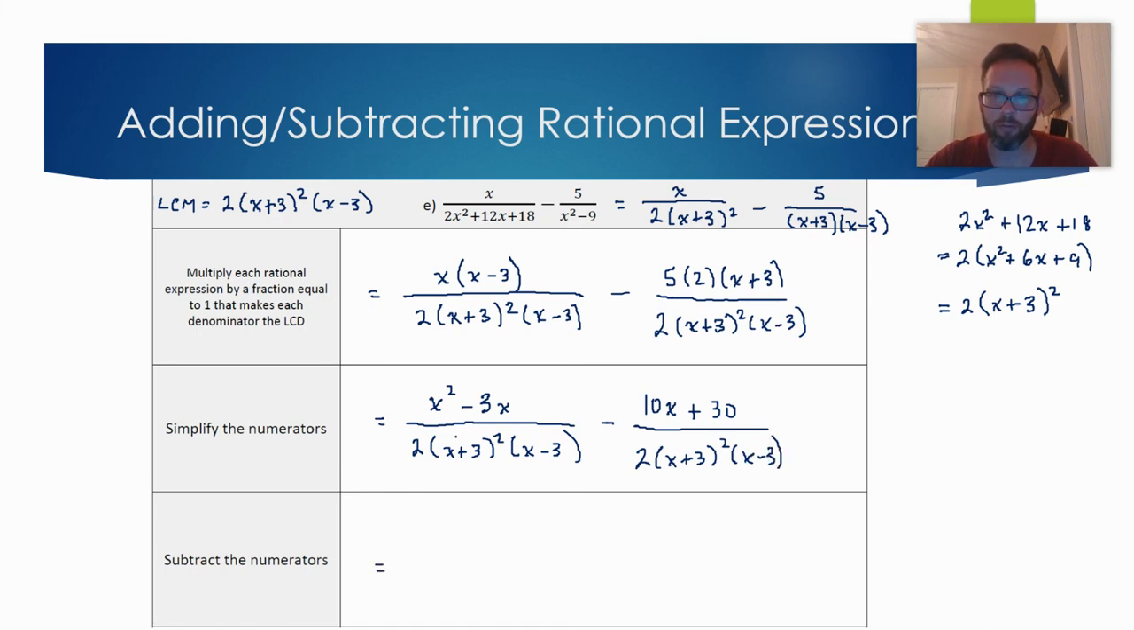Subtract the numerators. So we have an x squared term. We have minus 3x, careful, subtract 10x, minus 13x. And then we're subtracting positive 30, so minus 30, all over 2 times x plus 3 squared times x minus 3. And our restrictions: x can't be plus or minus 3.